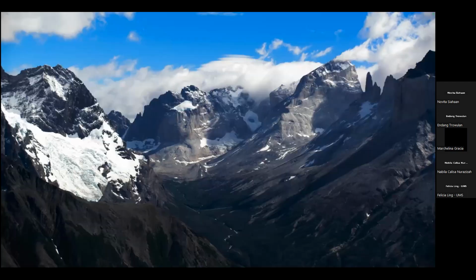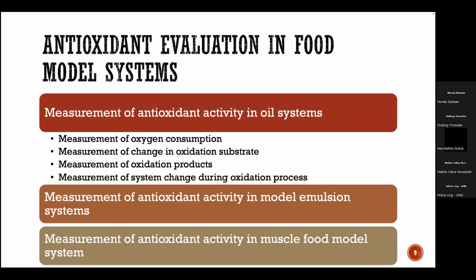So the next one, antioxidant evaluation in food model system. Let's say you have made a product, you develop a product from maybe krepek. Okay, maybe you produce a product from the seafood. Okay, become a product, candy or snack. Okay, so this is the measurement model in food system.